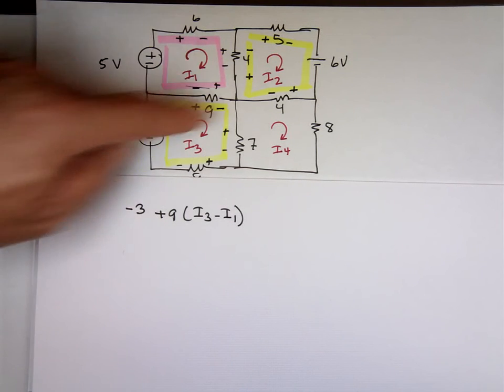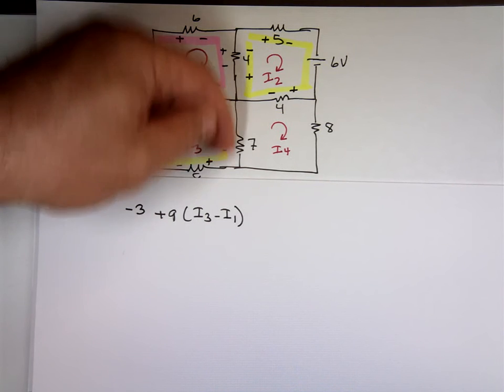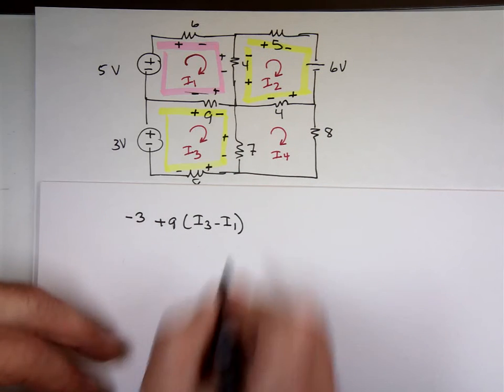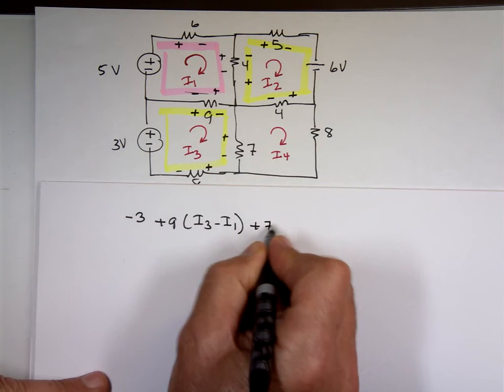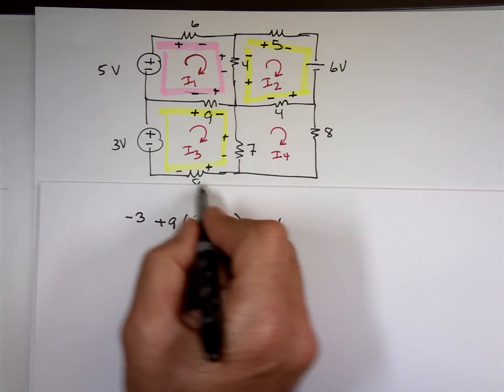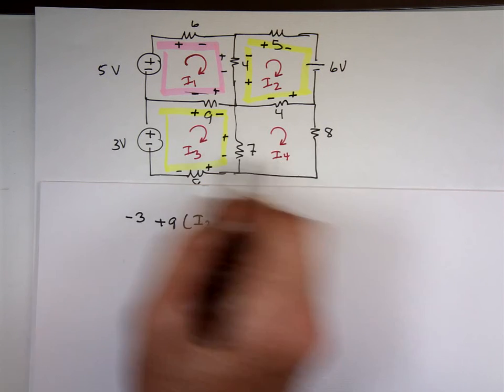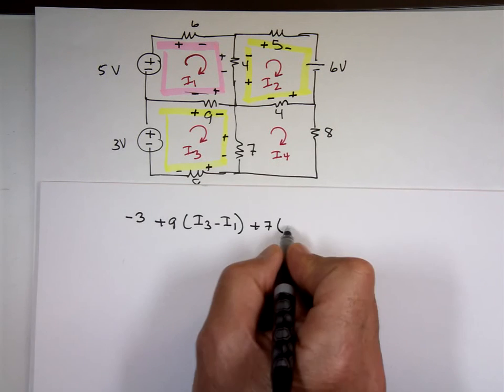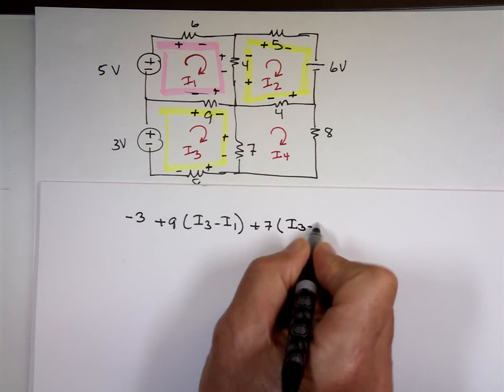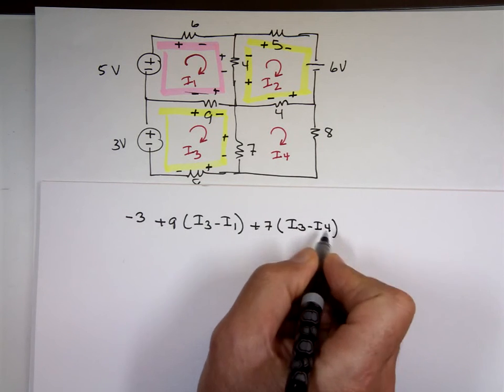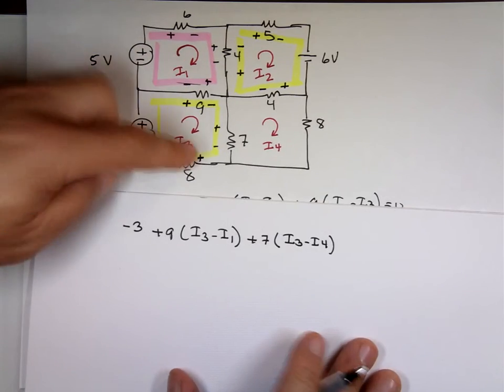I want the current coming down now through this one. What's the current down? IC3 minus IC4. This is going up, this is coming down. I want it down. And the last one is the 8. There's only one current going through that, and that's IC3.